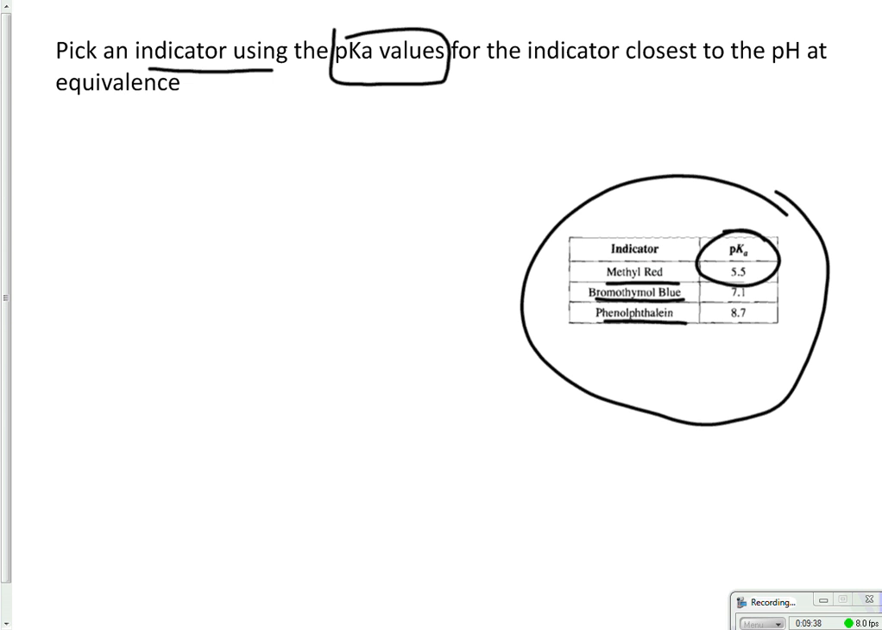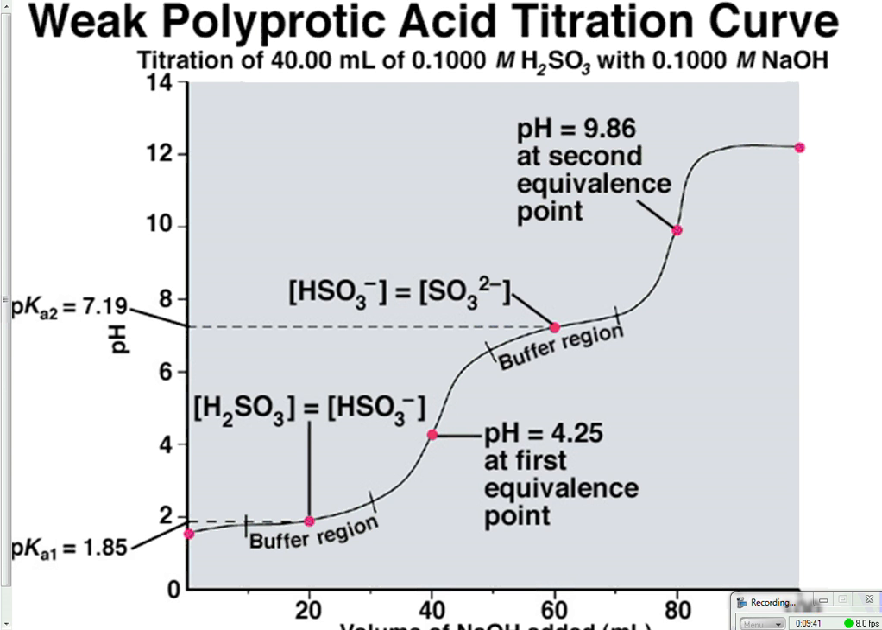Last thing is, it comes into play not very often on the AP exam, but you should be aware of it. Polyprotic acid means it has more than one H. So example would be H2SO3. If you're titrating H2SO3, it means you titrate the first H. So you go from H2SO3 to HSO3 minus, and that pH at equivalence would be here.